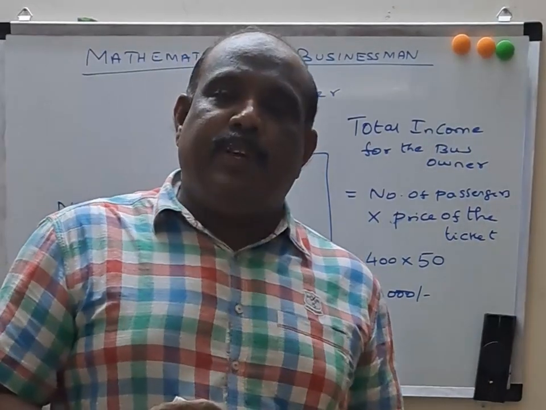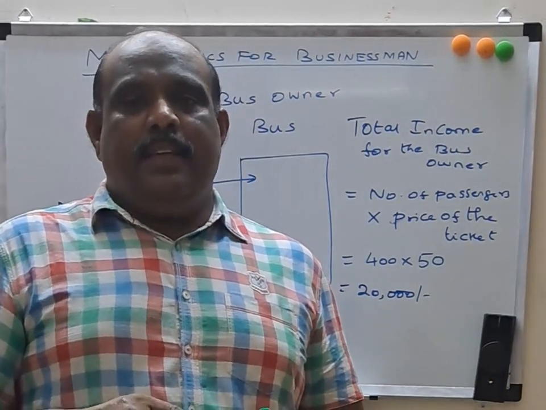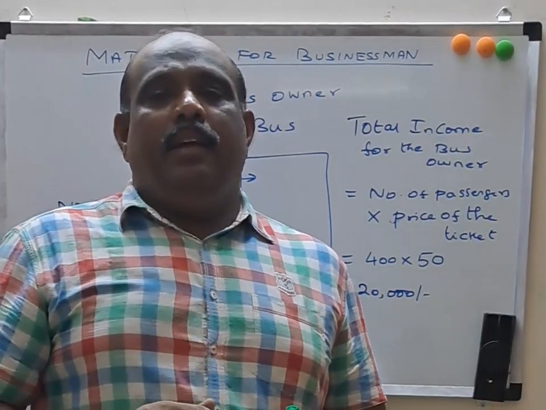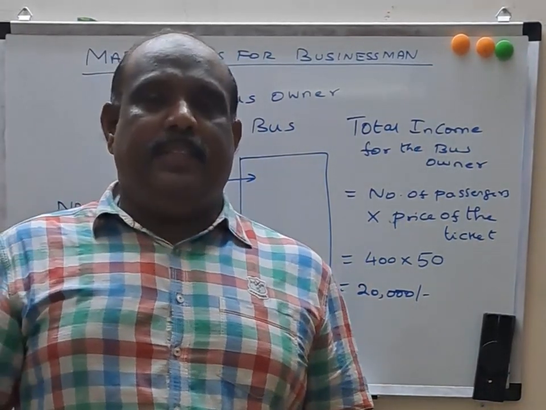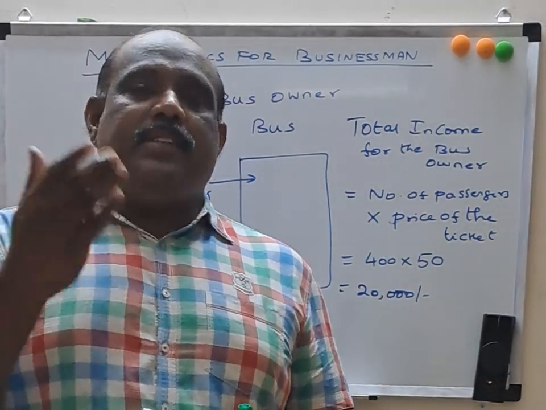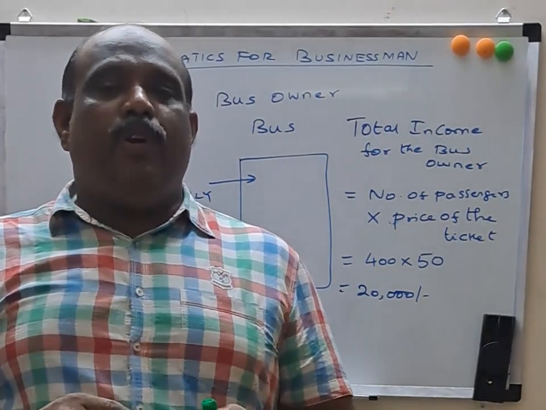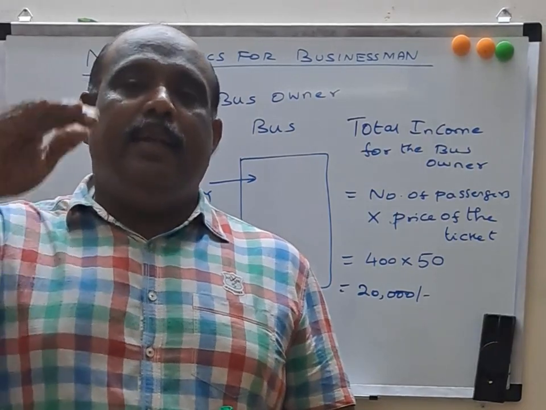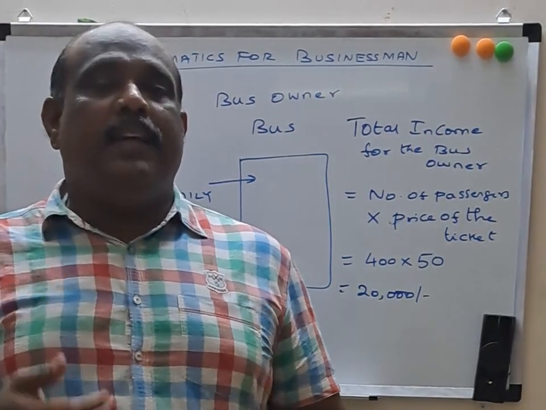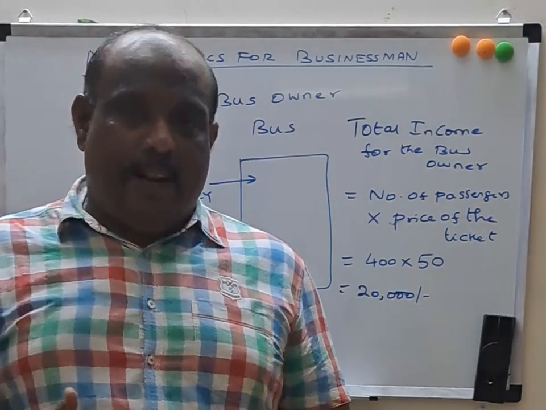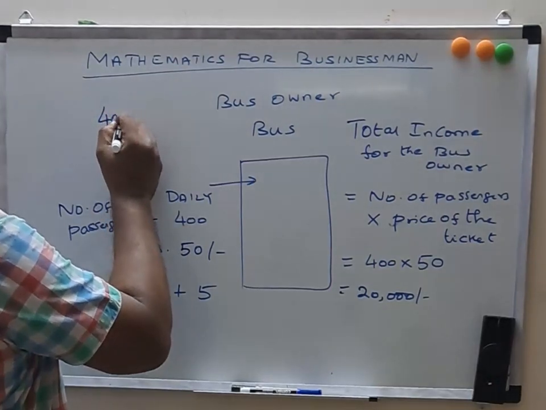What will happen to the number of passengers who will be traveling in the bus? He expects some 10 persons may get reduced. Based on his experience, he expects that when he raises the price of the ticket from 50 to 55 rupees, the number of passengers, earlier 400, may now reduce to 390. He assumes that at least 10 passengers may not travel. So now it becomes 400 minus 10.